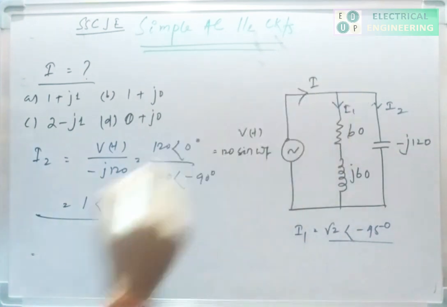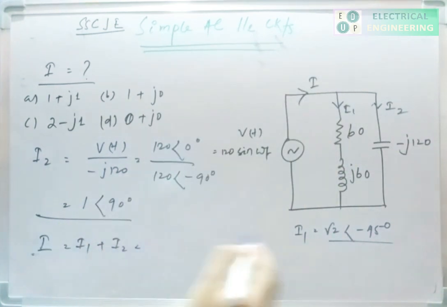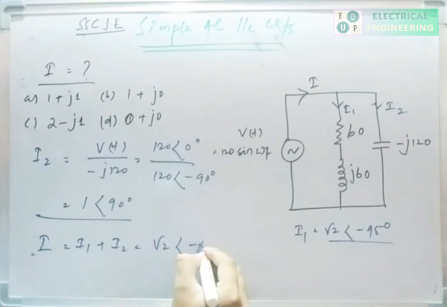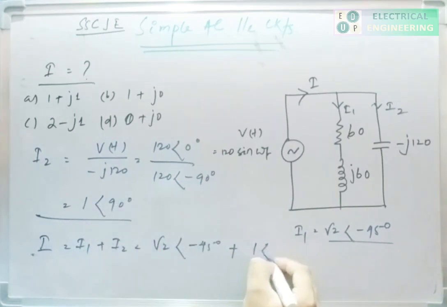Add these two, and you will get the total current I equals I1 plus I2. I1 is root 2 angle minus 45 degree, plus 1 angle 90 degree.